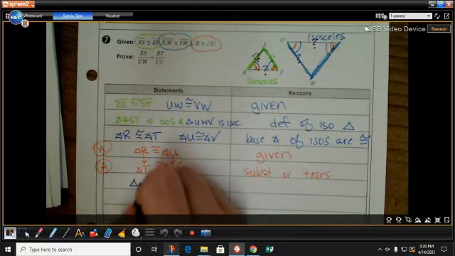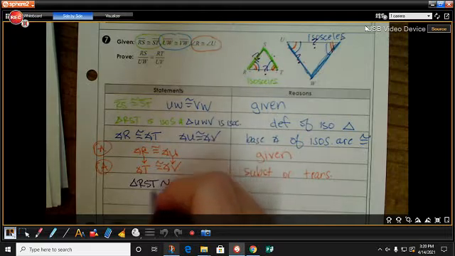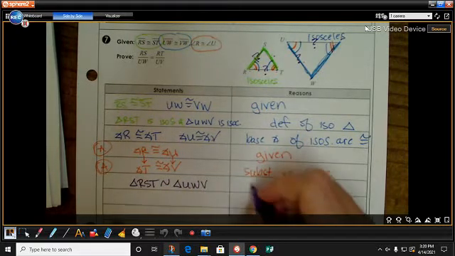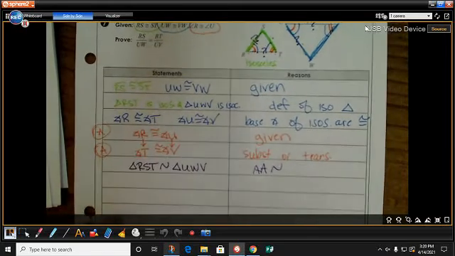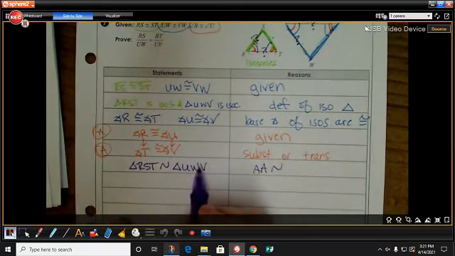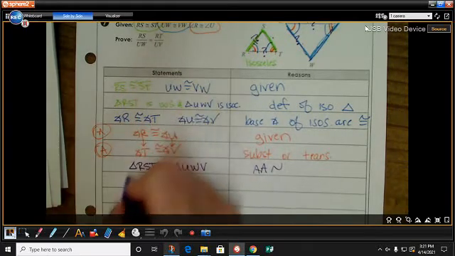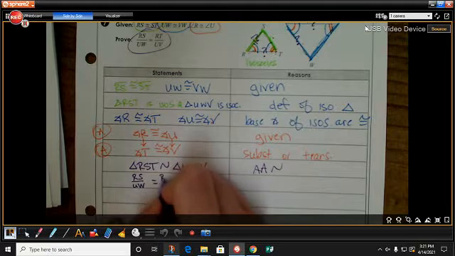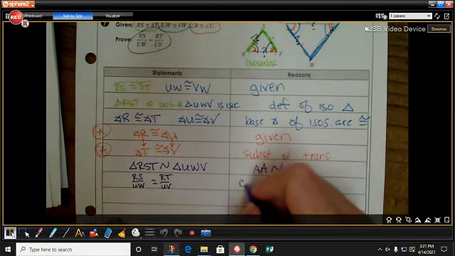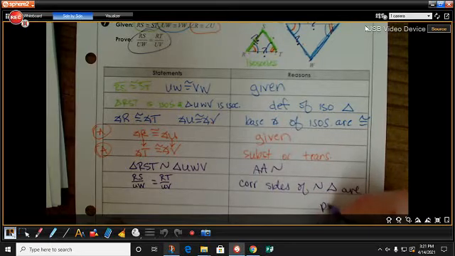I can say triangle RST is similar. I should have said similar. I know that it's similar to triangle UWV by angle-angle similarity, because I had two sets of angles congruent. It means the triangles have to be similar. Well, now that I know they're similar, I can say that their corresponding sides are proportional. So now I'm back to what I wanted. I can say that RS to UW should equal RT to UV, because corresponding sides of similar triangles are proportional.